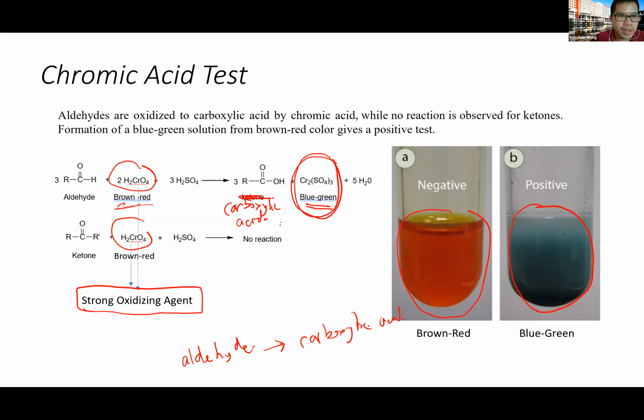So more or less now you know which substance is going to turn brown red. For ketone, because ketones cannot be oxidized, as we have mentioned, ketones cannot be oxidized further. So in this case, the chromic acid will retain its color, because it cannot be reacted and cannot change in molecular structure. If the molecule that you're going to test is ketone, then no reaction happens, and you remain negative, which is the brown red.